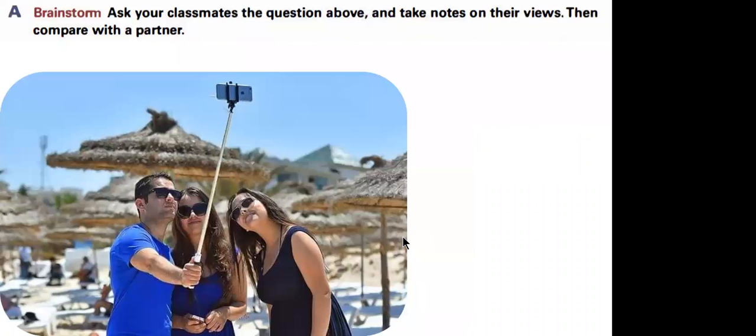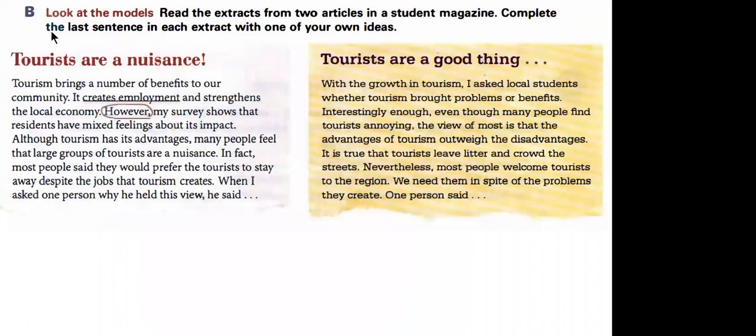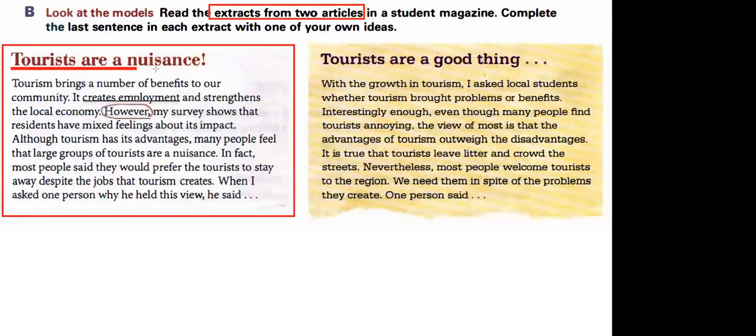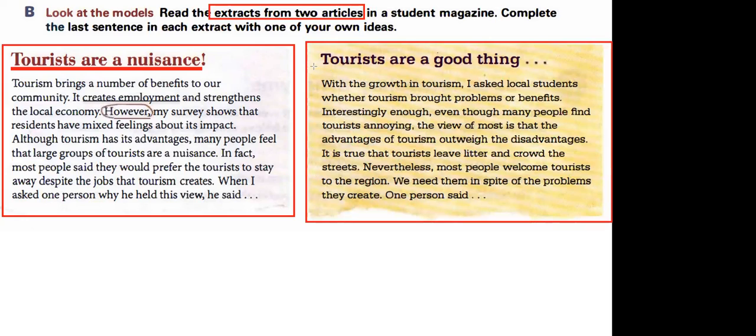Okay, that's good. Thank you very much. Let's continue. Now, look at the models. Read the extracts from two articles in a student magazine. Now we have extracts from two articles, and each article is about tourists are a nuisance or tourists are a good thing. So if number two says tourists are a good thing, what does the first one mean with nuisance? What does nuisance mean? Bad thing. A bad thing. Yes. All right.